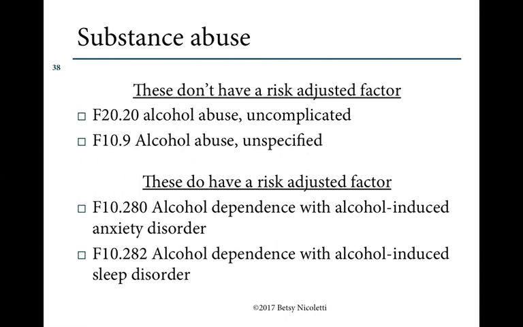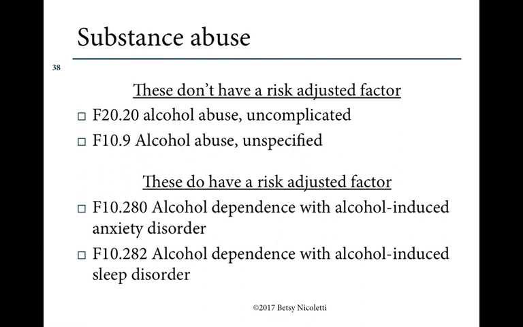F11.20, opioid dependence, uncomplicated, does risk adjust. So if we remember when we first learned ICD-10, the substance abuse codes are divided into use, abuse, and dependence is considered the most serious. So even dependence unspecified, some of those codes risk adjust, and then many that have a with, with other complications, those codes will risk adjust.